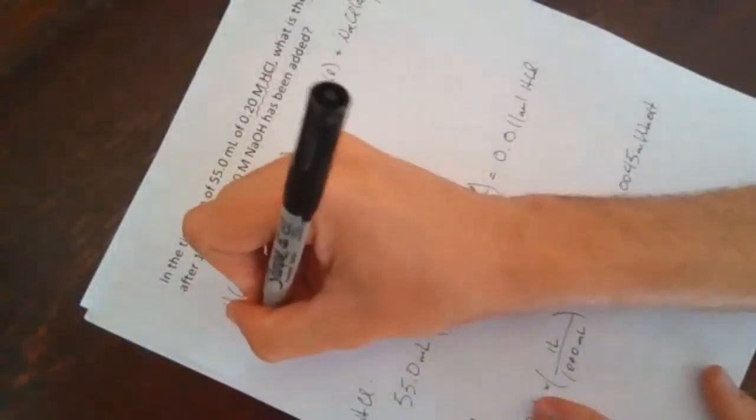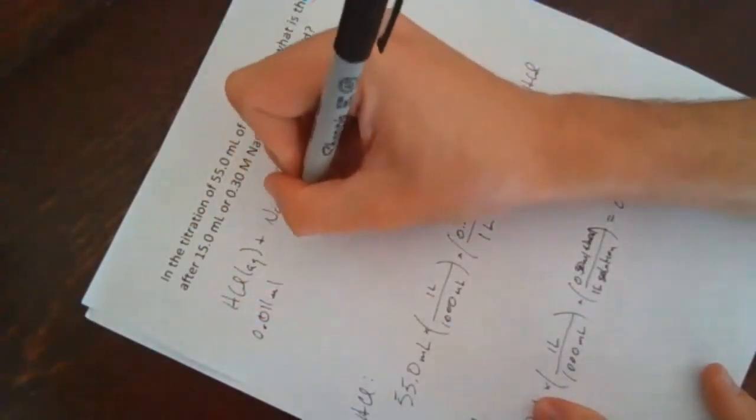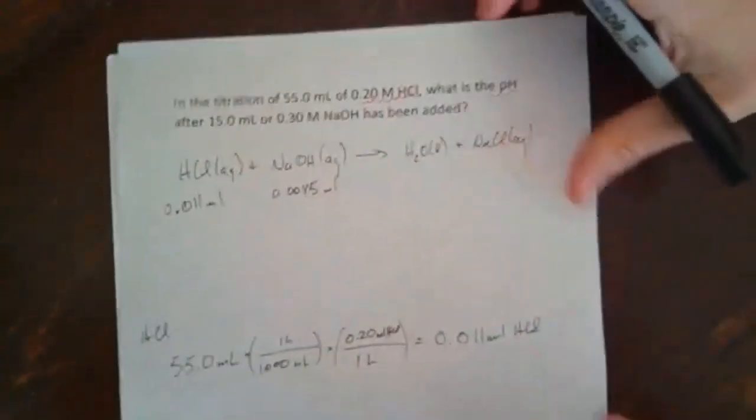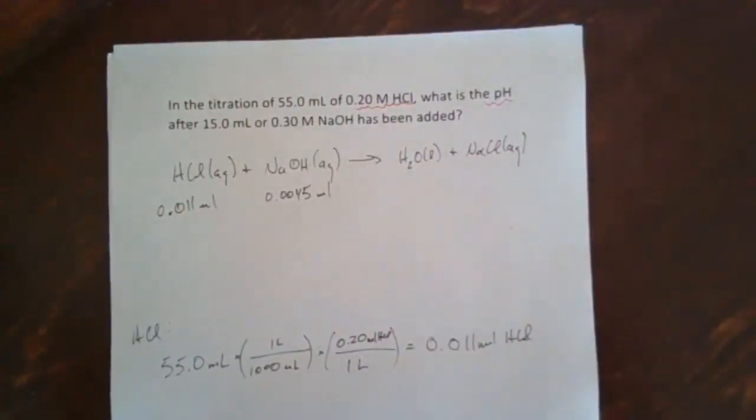So I can write that out. I have 0.011 moles of this and 0.0045 moles of this. And we know it's going to be a stoichiometry problem. Because these are strong acids and strong bases, we don't need to worry about an ice table. We don't need to worry about an equilibrium mixture. This is going to go all the way very far to reactants. So this becomes a stoichiometry problem.